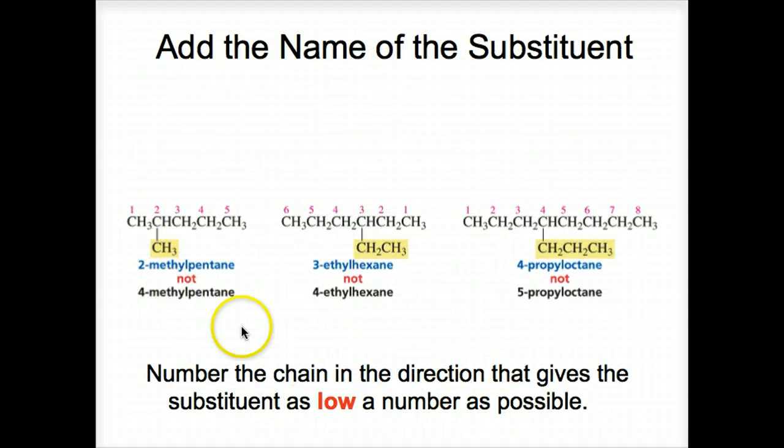Now, we number the chain in the direction that gives the substituent as low a number as possible. And of course, we've already been doing that. We're numbering from left to right here to get 2 instead of 4. 1, 2, 3, 4. So it's obvious this ethyl group is closer to this side, so we're going to number it 1, 2, 3 instead of 1, 2, 3, 4. And here's a propyl group on number 4 of an 8-carbon chain molecule that's an octane, so we call it 4-propyloctane. So we number the chain in the direction that gives the substituent as low a number as possible.